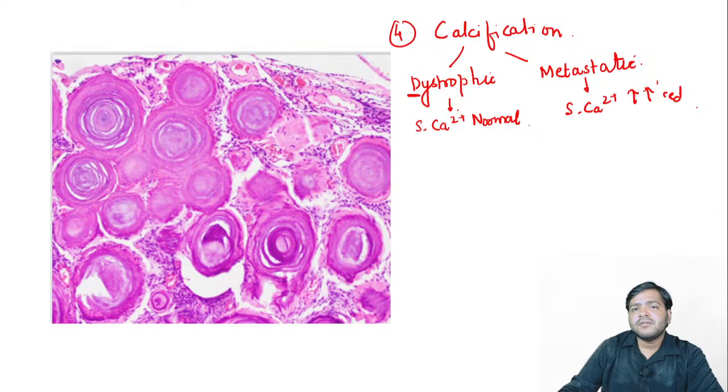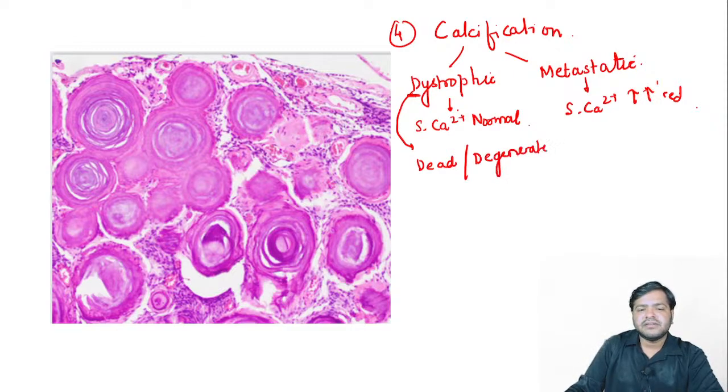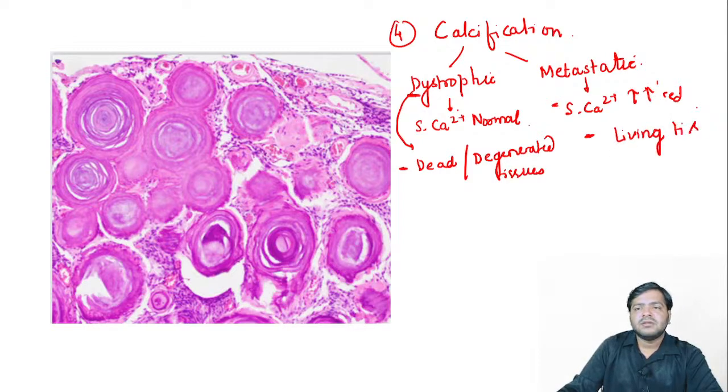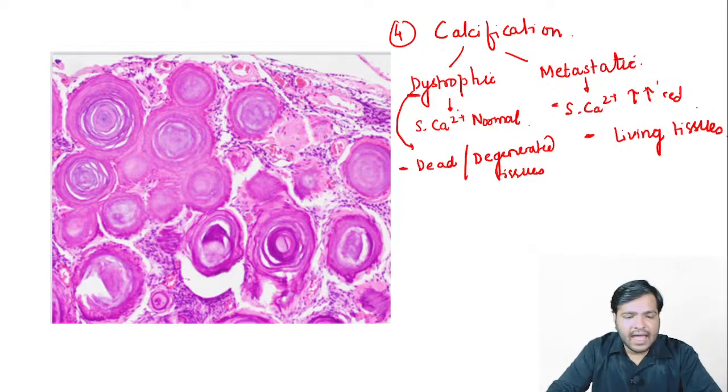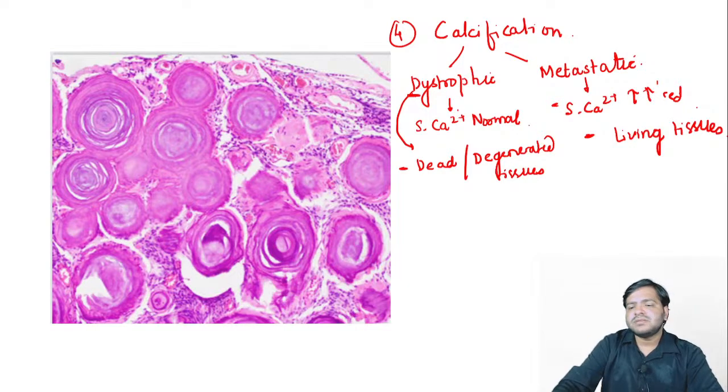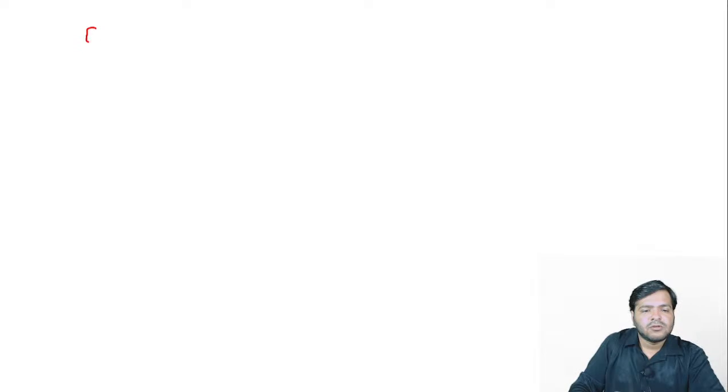Remember, dystrophic, the word D says it is deposited in dead and degenerated tissues. And over here, the metastatic one is deposited in living tissues. And yes, remember the examples of dystrophic calcification.